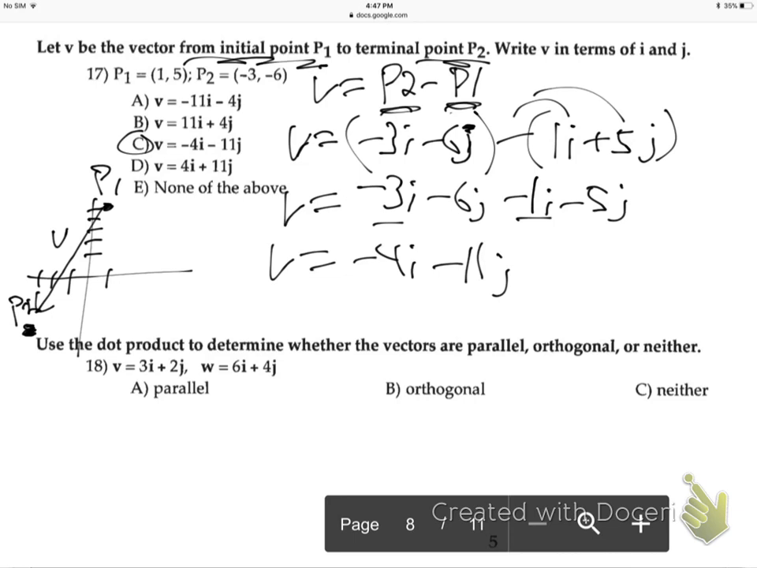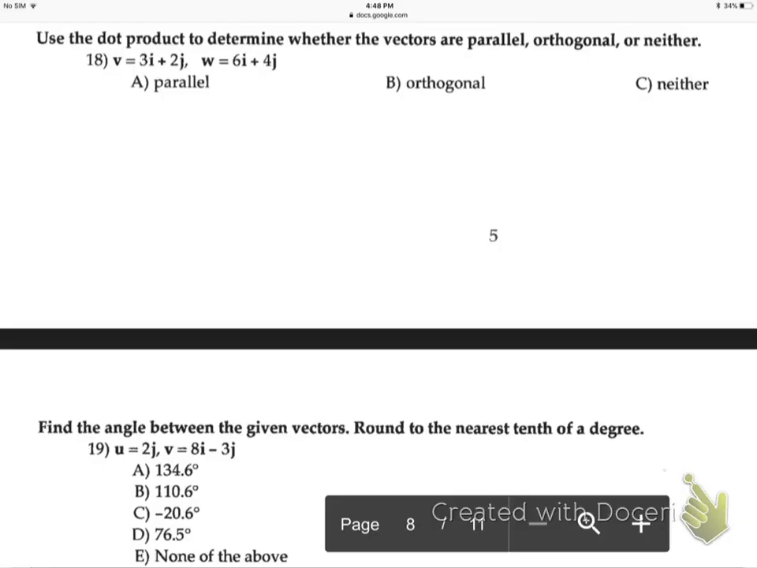So I took vector 2's coordinates, P2's coordinates, minus vector 1's coordinates. I always take the end minus the start. All right, let's go into 18. Number 18: use the dot product to determine whether they're parallel, orthogonal, or neither.